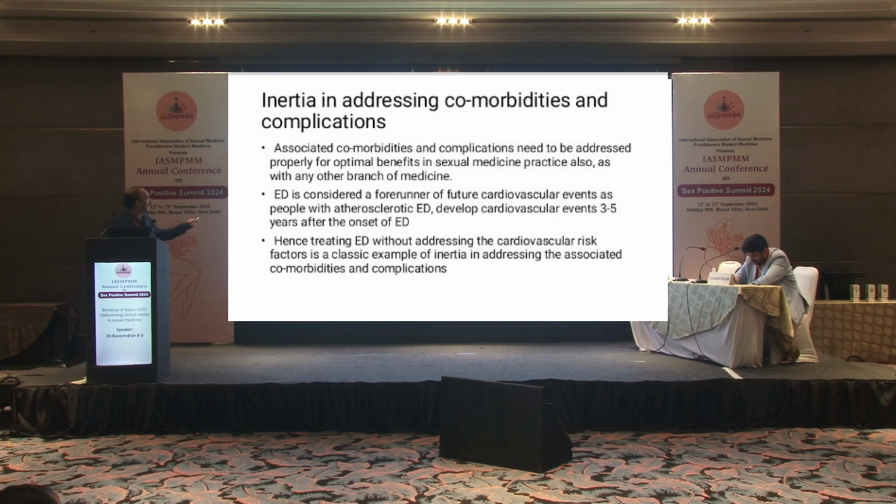In addition to that, another stage is inertia in addressing the comorbidities and complications. The classical example is in patients with atherosclerotic vascular disease associated erectile dysfunction. If we are treating only erectile dysfunction without addressing the cardiovascular risk factors, as we all know, patients with atherosclerotic ED can develop cardiovascular events in the next 3 to 5 years after the onset of ED. So if we are not evaluating for cardiovascular events and not taking proper care, patients will land up with acute myocardial infarction within a few years. So this is a classical example of inertia in addressing comorbidities and complications.